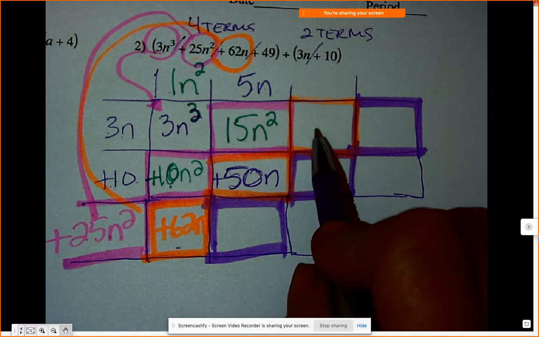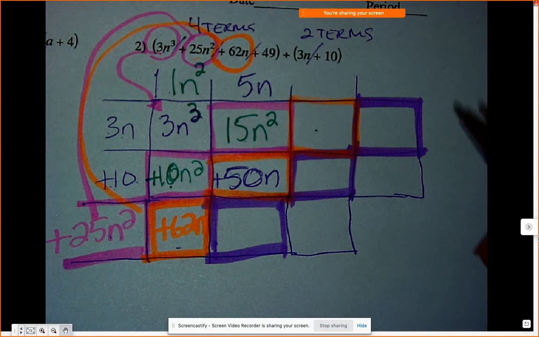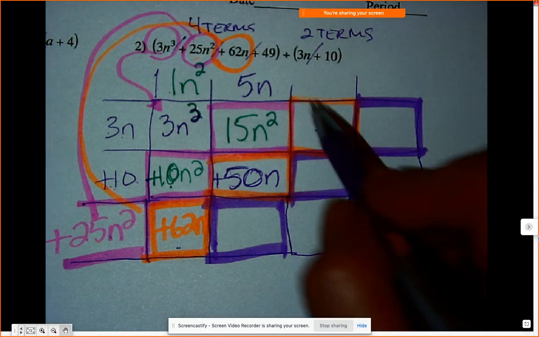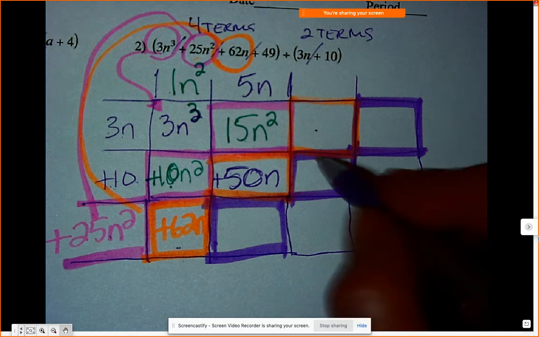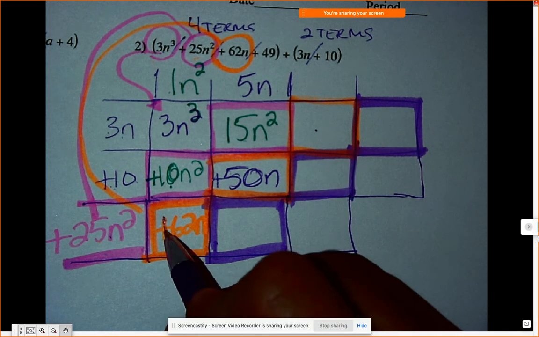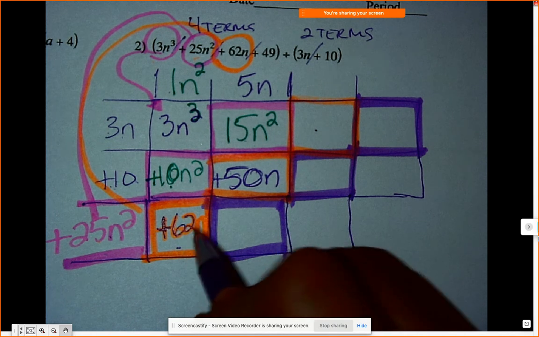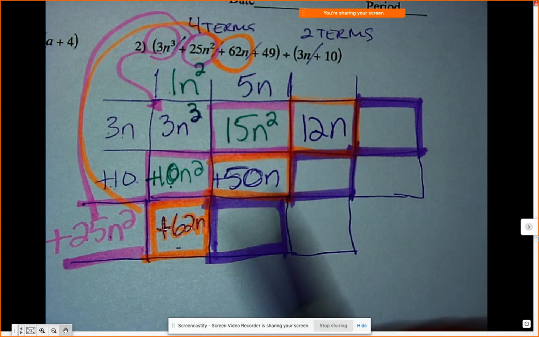So what needs to be up in this empty box? Who's got me? Everyone needs to join in. This is how I can prove to administration. 12n. 12n. Those will combine to give me this.